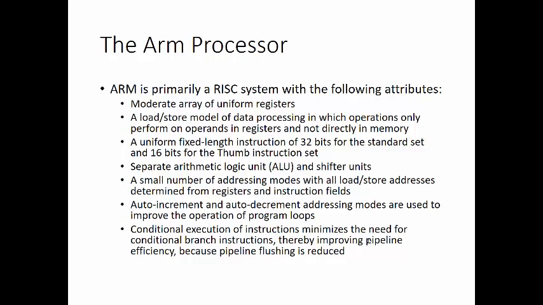Uniform fixed length instruction, 32 bits for the standard set and 16 bits for the Thumb instruction set that we talked about last chapter. Separate arithmetic logic unit and shifter units. A small number of addressing modes with all load store addresses determined from registers and instruction fields. Auto increment and auto decrement addressing modes are used to improve the operation of program loops, and conditional execution of instructions minimizes the need for conditional branch instructions, thereby improving the pipeline efficiency because pipeline flushing is reduced.